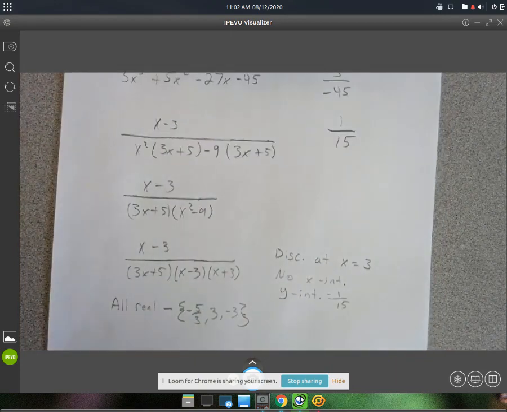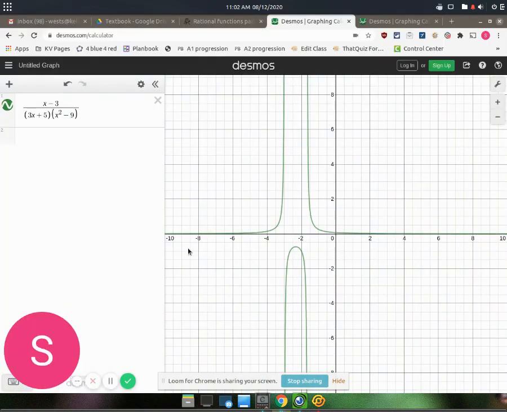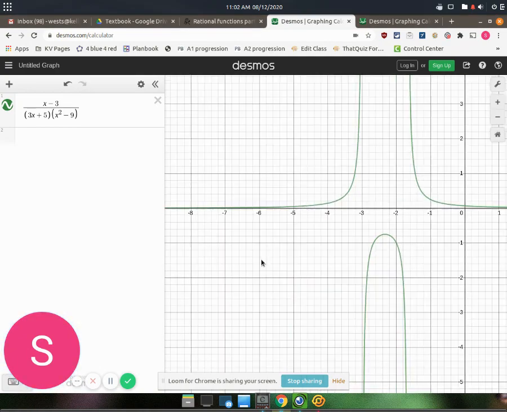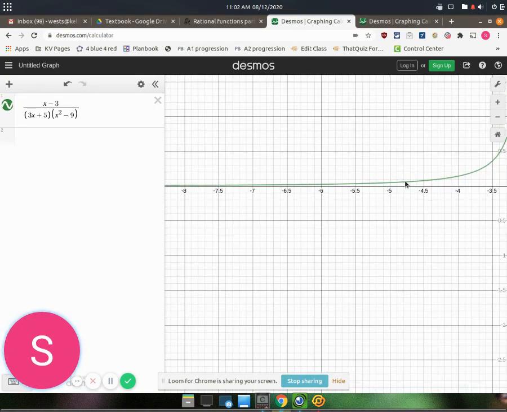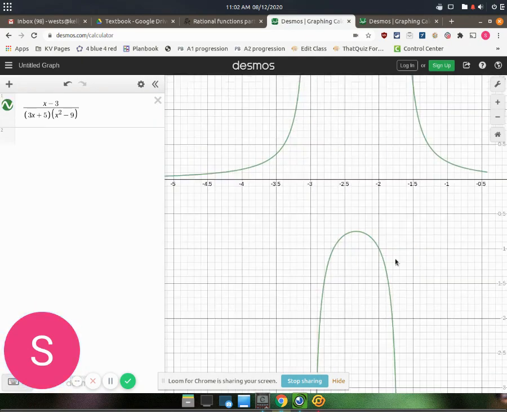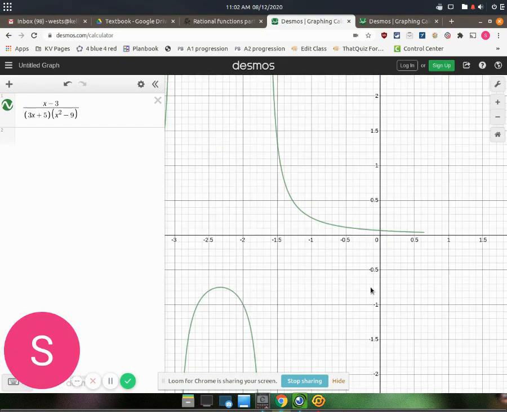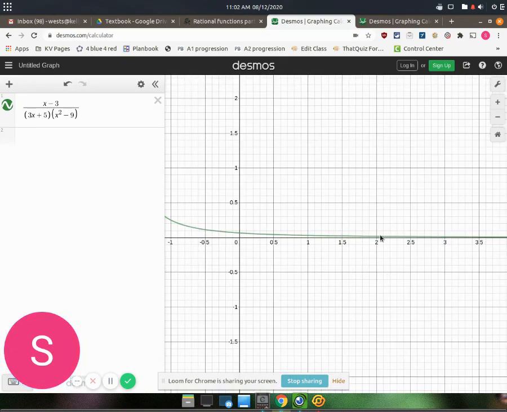All right, let's go ahead and take a look at the graph. I've got it in factored form here, well, except for the x squared minus 9 part. See, if you're looking for an x-intercept, it's not quite reaching the 0 here, so it's getting close to it. No x-intercepts here, and same thing on this side, no x-intercepts.